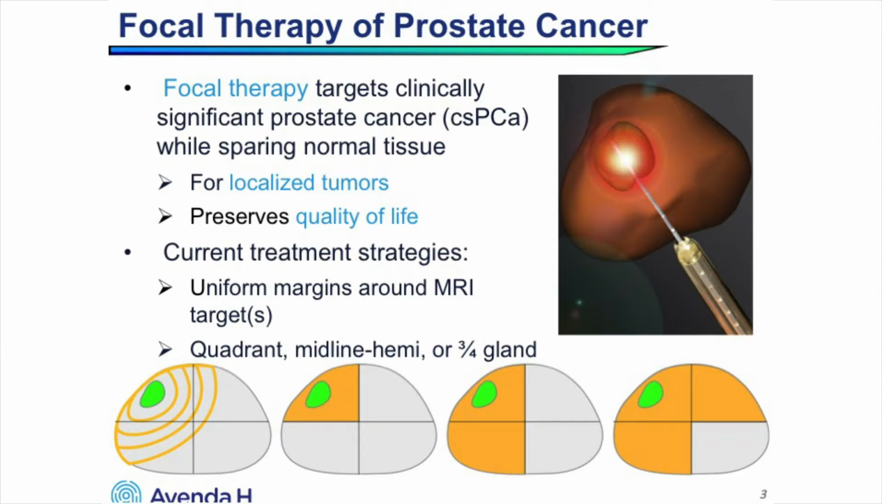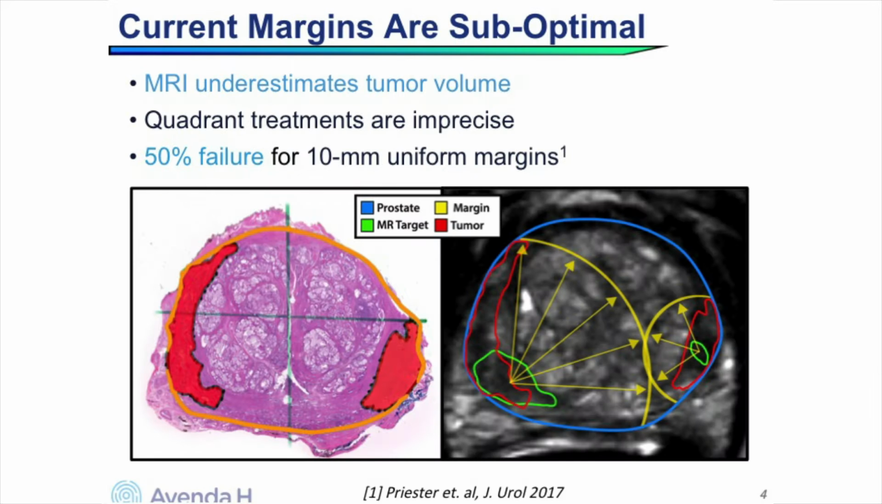For those of you who are unaware, focal therapy of prostate cancer is an emerging treatment option wherein only a portion of the gland is destroyed, sparing some healthy tissue and helping to avoid those really bad quality of life side effects that are associated with whole gland therapy. Unfortunately, current treatment planning modalities that are implemented clinically are a little bit rudimentary, and they entail either tracing concentric rings around the MRI visible target, as seen in the lower left, or else treating on a quadrant basis, so treating 1/4, 1/2, or 3/4 of the gland.